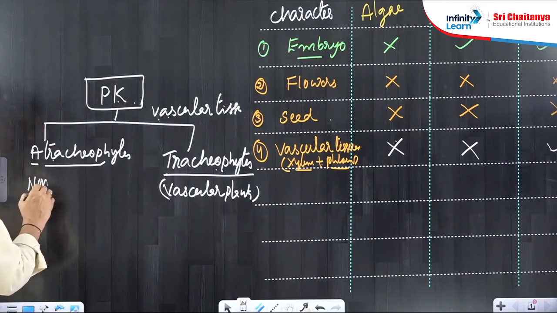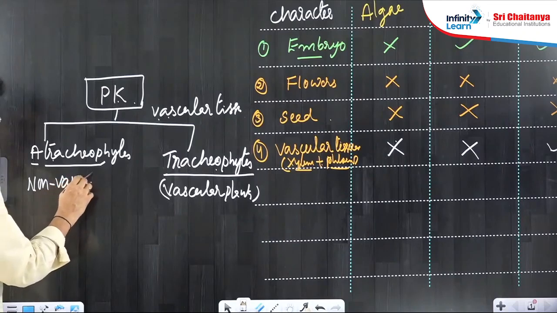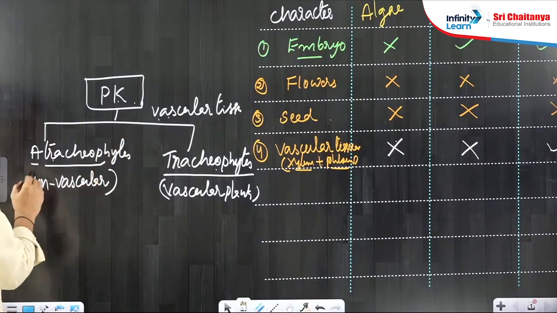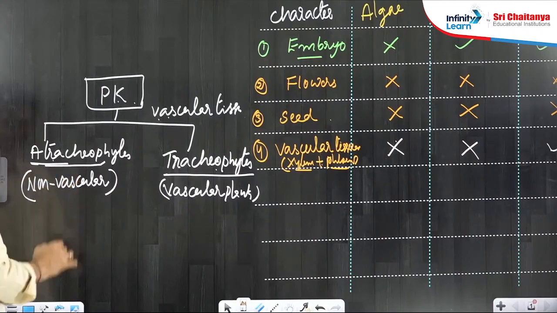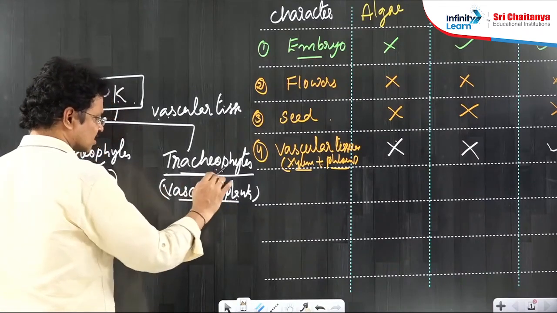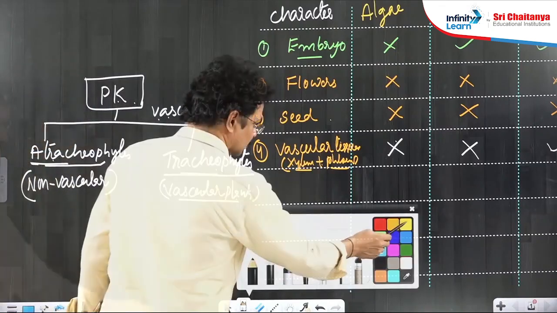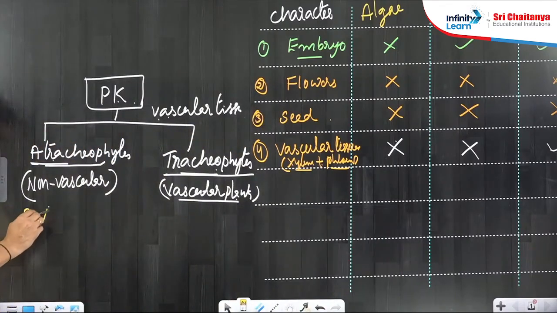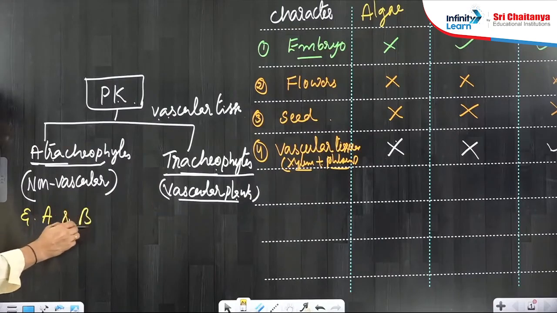Atracheophytes, non-vascular plants. If both xylem and phloem are absent, such plants are called non-vascular. The technical name is atracheophytes. If both are there for conduction of water and food materials, such plants are called tracheophytes. Examples for atracheophytes, the non-vascular plants, are algae and bryophyta.